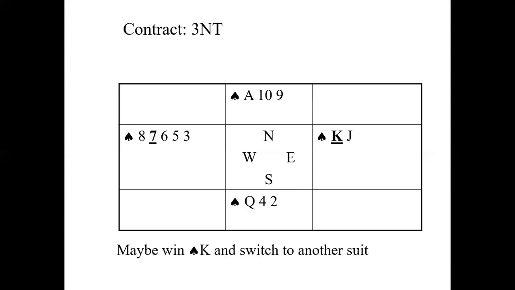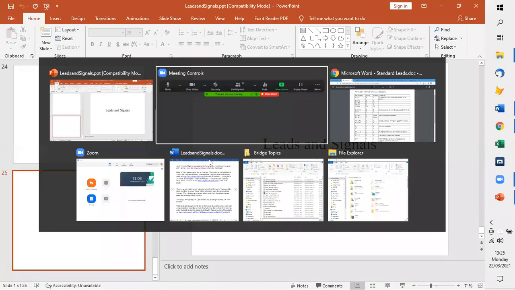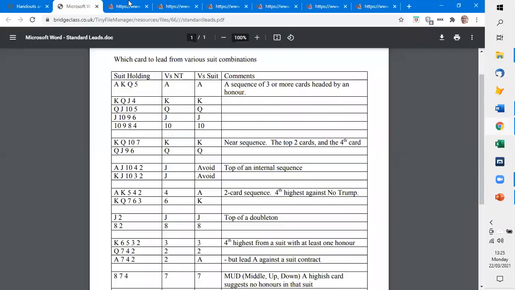The layout is probably something like this, and you know if you carry on with this suit after you've won the king, declarer's got 2 more stoppers there, the ace and the queen, and maybe again it's a time to switch to another suit there. Okay. Any comments or questions on that? So it's all about trying to make those deductions when your partner's made a lead. Let's have a look at a few more hands.